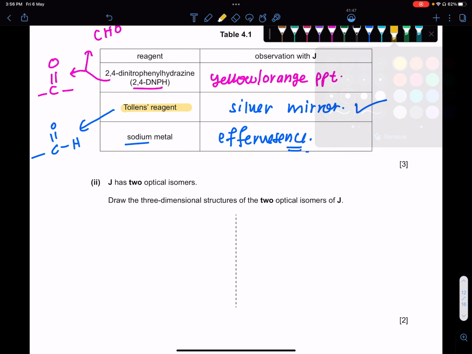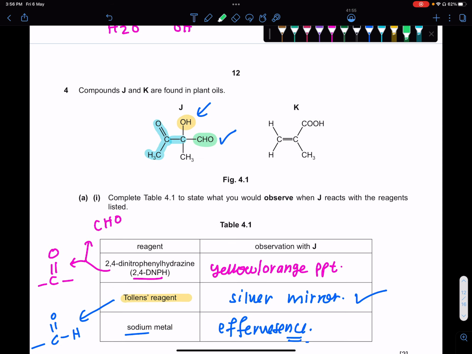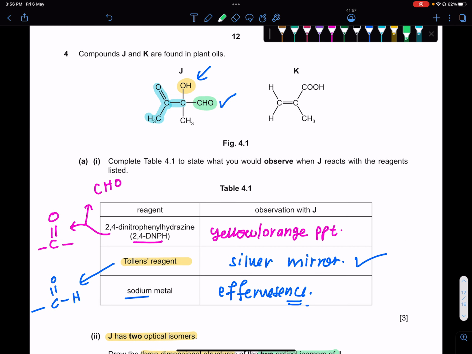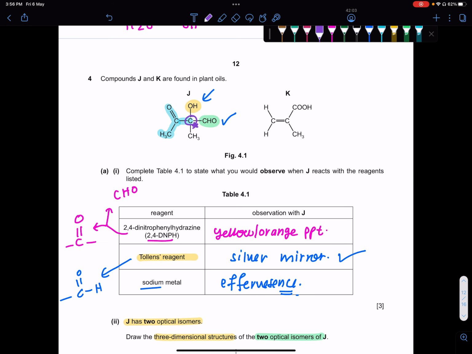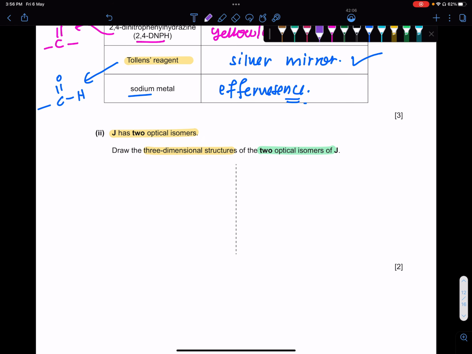J has two optical isomers. Three-dimensional structures. Whenever it says three-dimensional, mostly it's about optical isomerism, right? The chiral center thingy. Two optical isomers. Okay, J. Where is J? Oh yeah, we just analyzed it. This is the chiral center. This OH bonded C, right? It's the chiral center. So we're going to be drawing the 3D structure with the chiral center, right?